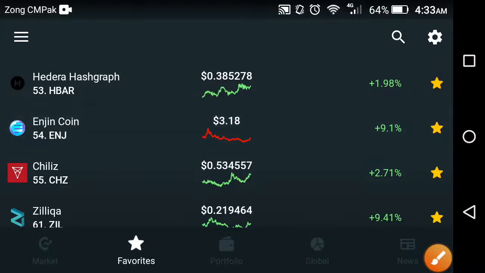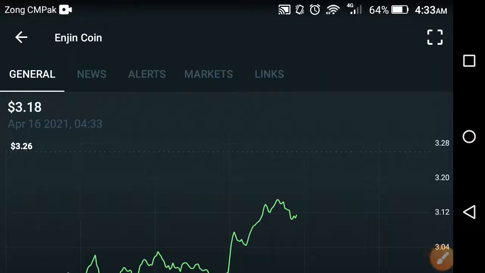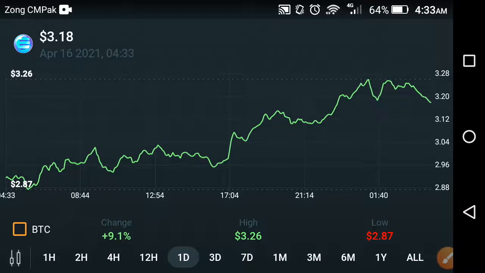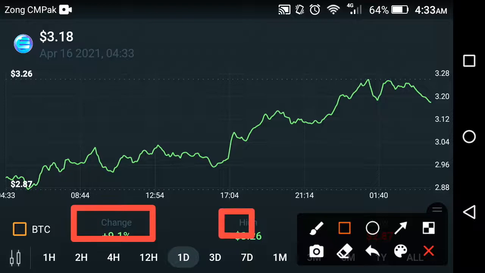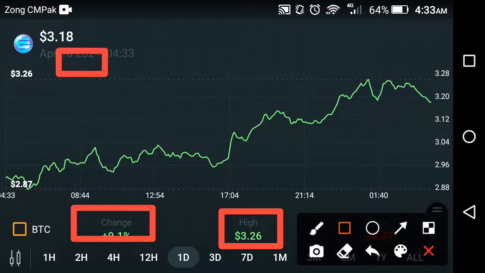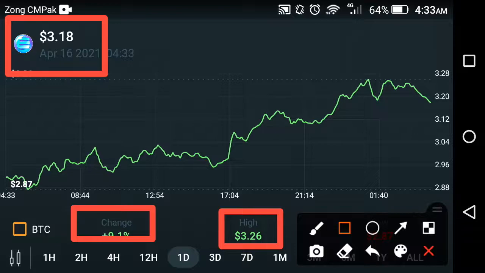Now let's see the price prediction of the Enjin coin after the last one day. After that we will decide what the next target of Enjin coin is, friends. So friends, if we look at the change in Enjin coin in the last one day, it is about 9.1%, and the high price of Enjin coin in the last one day is 3.26 USD. Now the current price of Enjin coin is about 3.18 USD, friends.